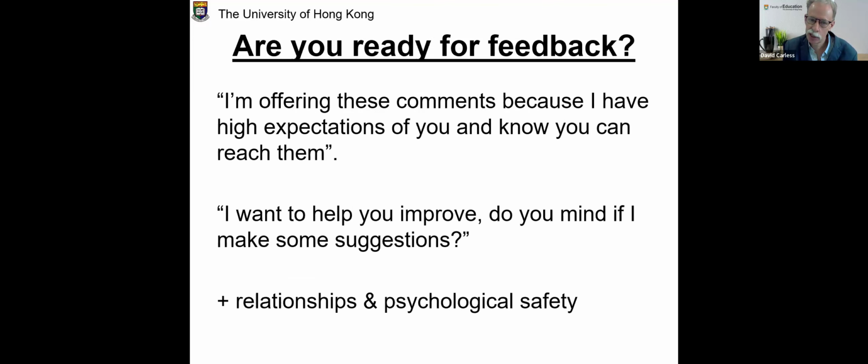Yes, so setting the scene for feedback. Adam Grant says before any verbal one-to-one feedback, we should say something like, I'm offering these comments because I have high expectations of you and I know you can reach them. I really want you to reach your potential. So can I give you some critical comments?